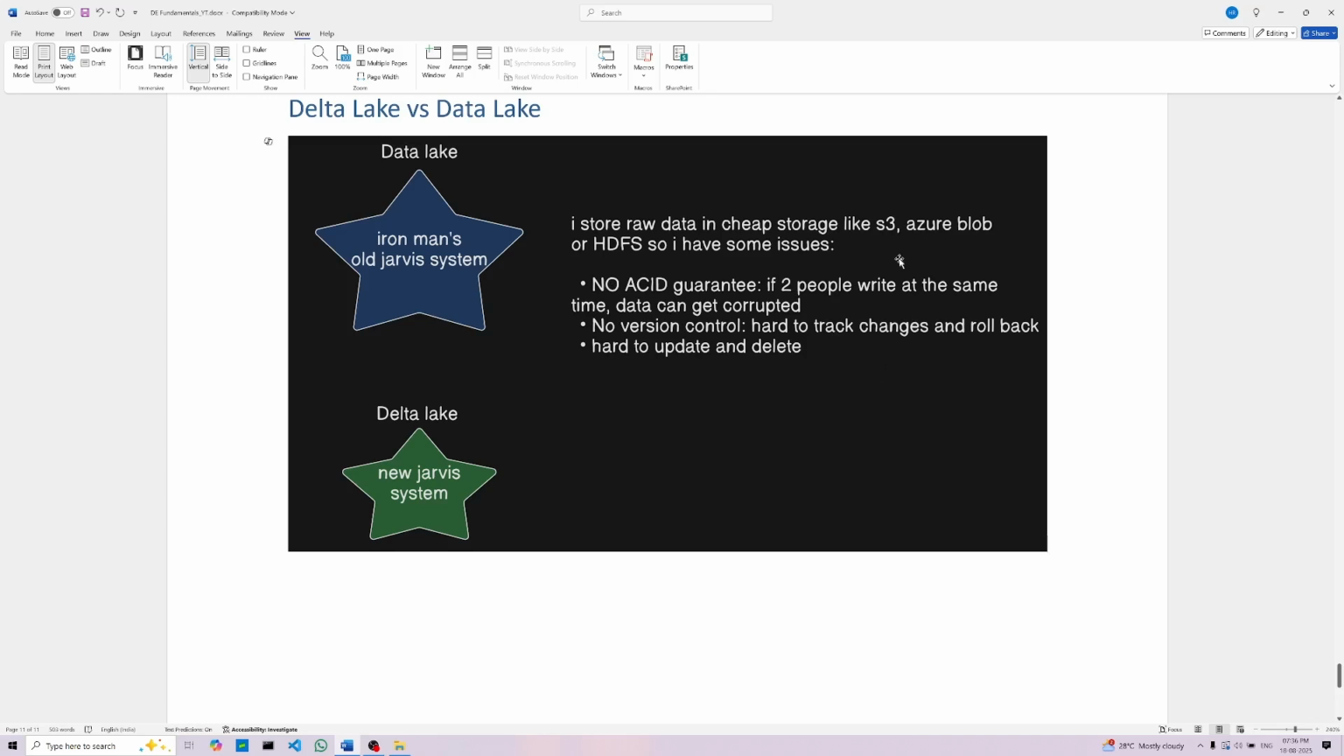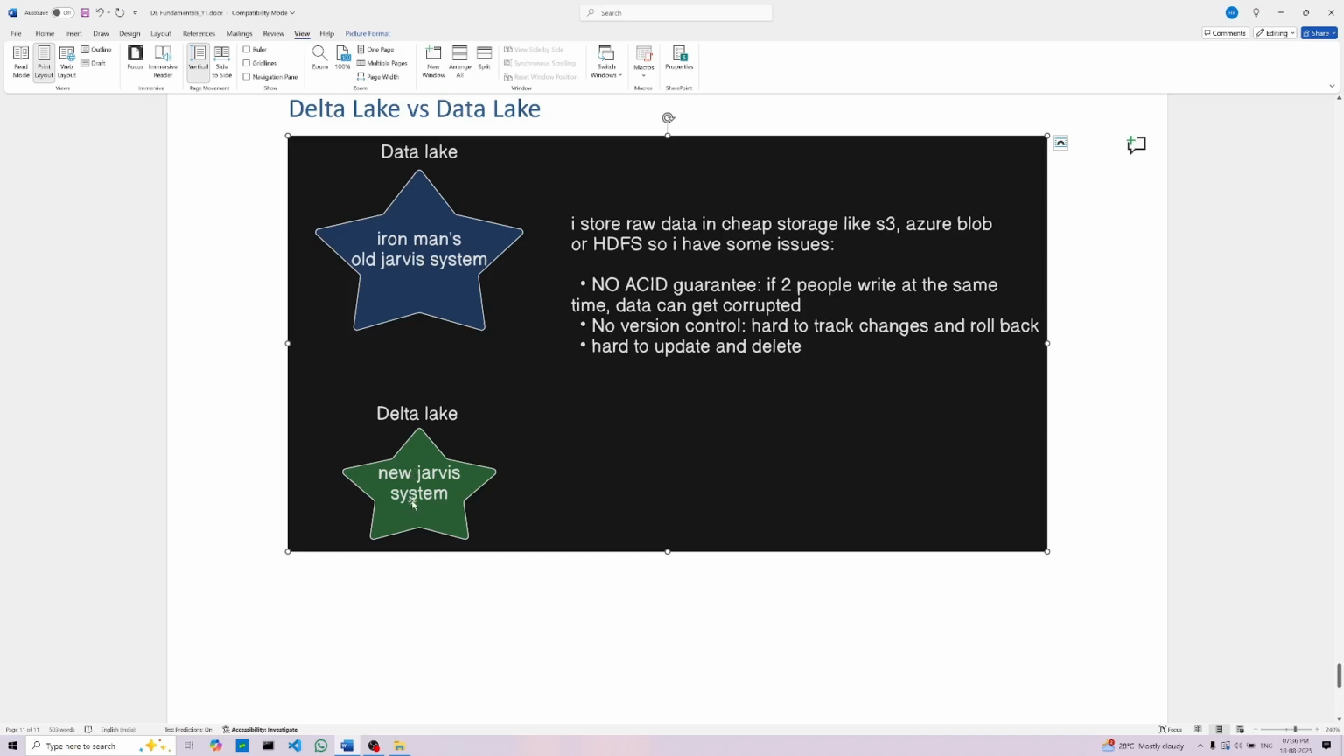First issue is if two people are writing data at the same time, data can get corrupted. Second issue is it's hard to track changes and roll back. Third issue is it is very hard to update and delete. That means it is complicated. So these three issues are there in Iron Man's old Jarvis system.